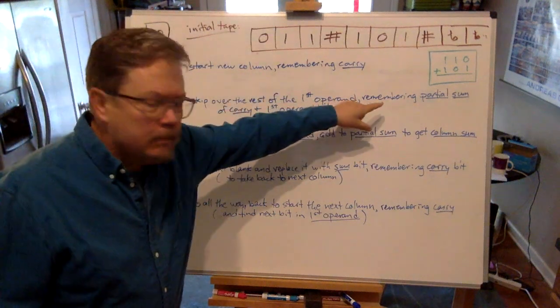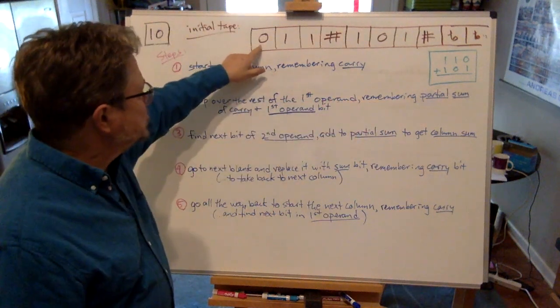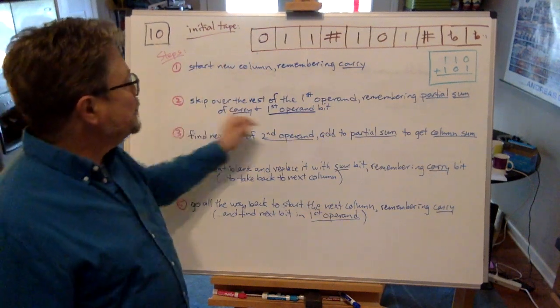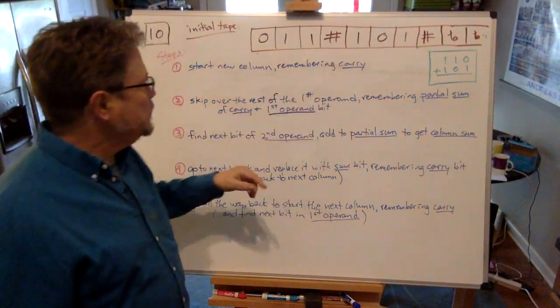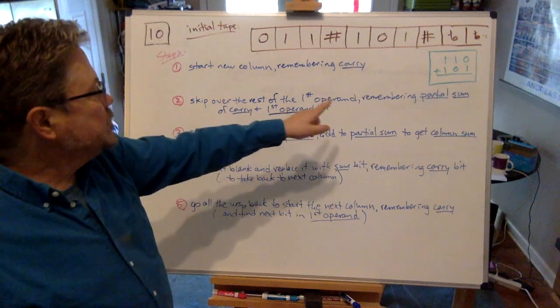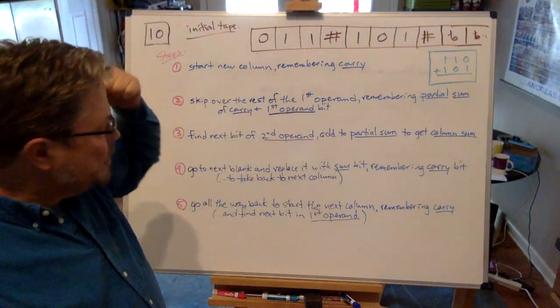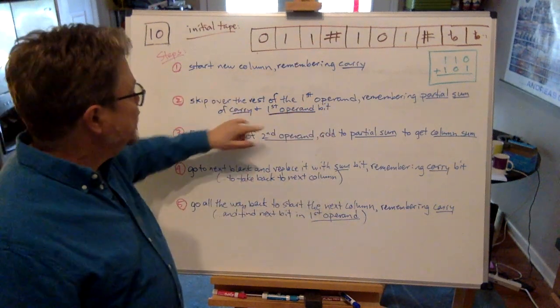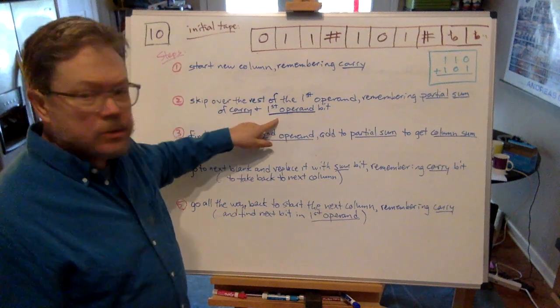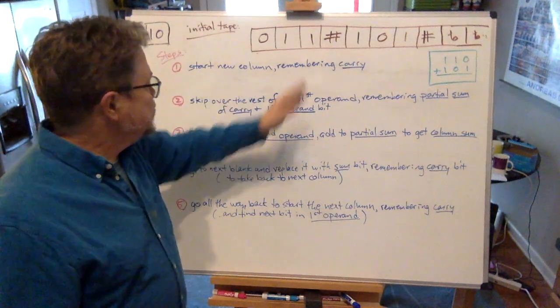Then after we've got that, we'll remember what we saw here and add the carry to that, and remembering that partial sum of whatever bit was stored here in the carry-in, we'll skip over the rest of the first operand, headed over here for the pound sign. Skip over the rest of the first operand, remember that partial sum of the carry into the column and the first operand bit. So that's the second step.